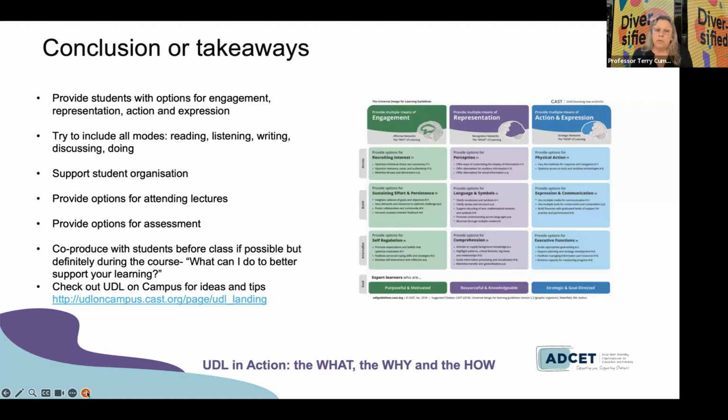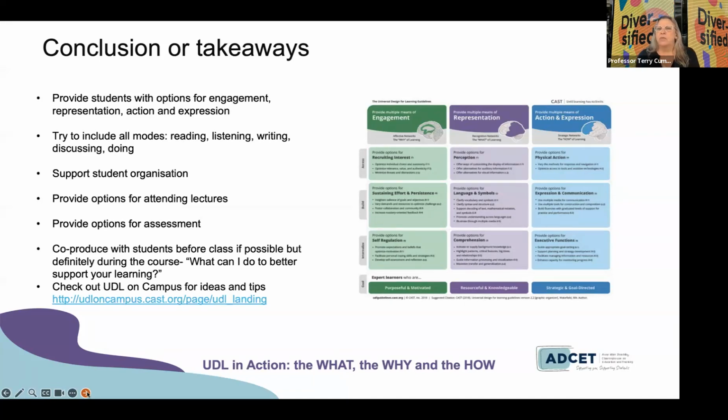Co-produce with students before class if possible, but definitely do it during the course. I always ask them, what can I do better to support your learning? Is there some kind of resource that you wish I included and I didn't? Or would you like me to change one of the resources I've given you? Is there something I could do to make it more accessible for you?